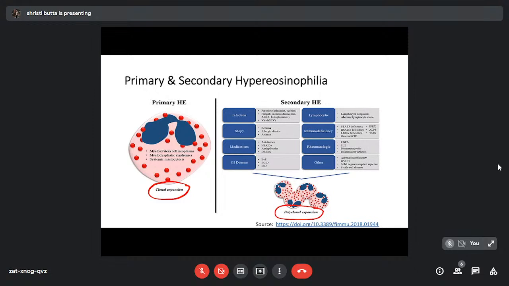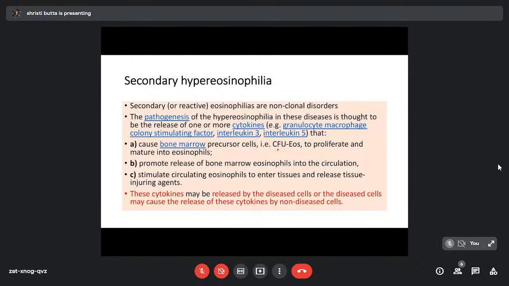Secondary hypereosinophilias are non-clonal or polyclonal, and the pathogenesis basically is the release of cytokines like GM-CSF, interleukin 3 and 5. That causes the bone marrow precursors, that is the colony-forming unit, to proliferate and mature into eosinophils. That promotes the release of bone marrow eosinophils into circulation. Stimulates circulating eosinophils to enter into tissue and release injuring agents. Of these cytokines, remember interleukin 5 is very important in the development of eosinophils, as I've already discussed.